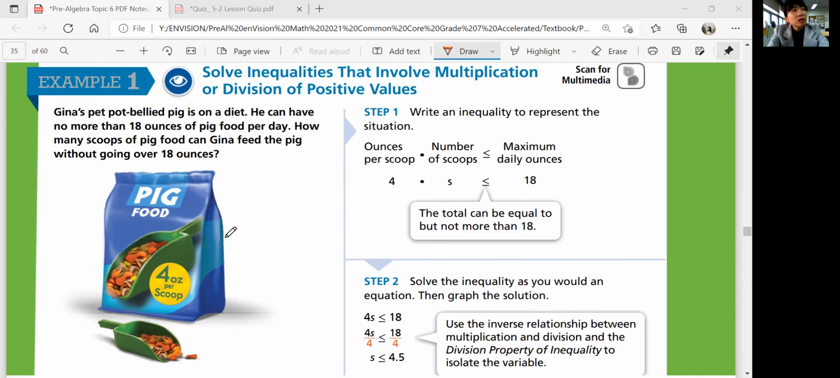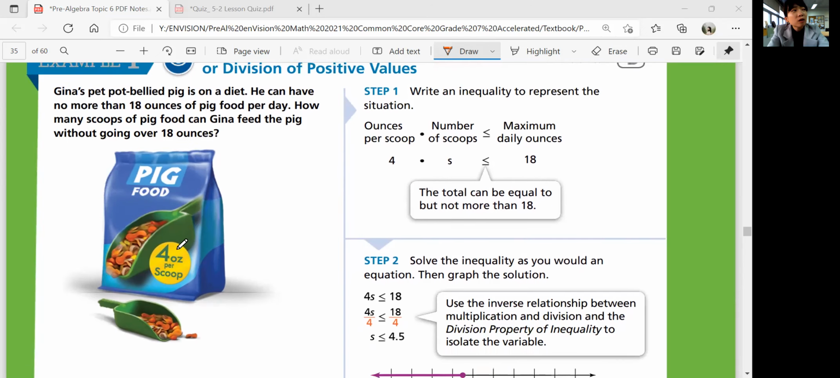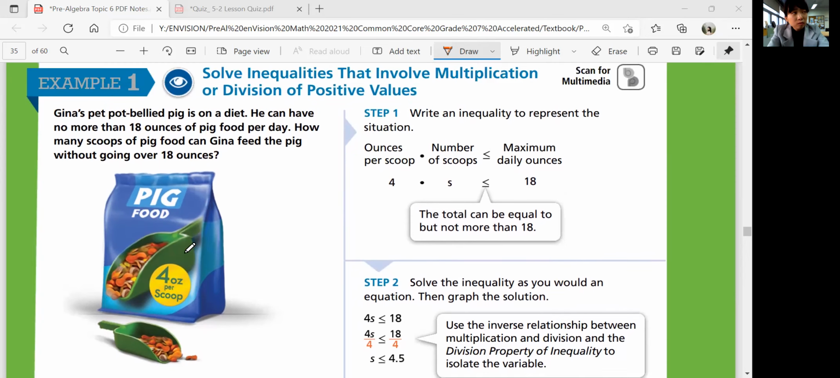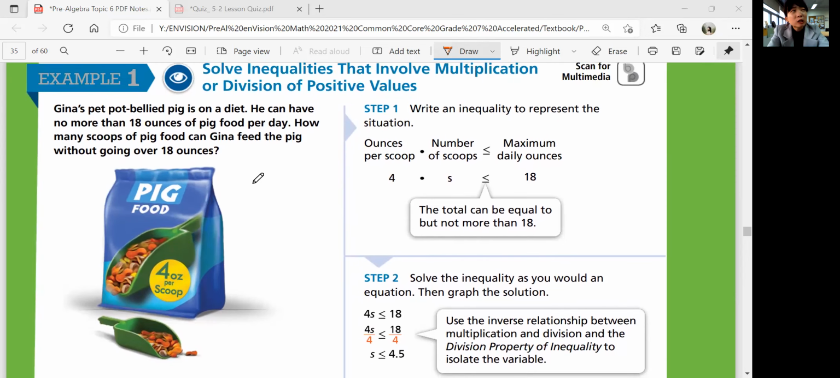So how many ounces per scoop? 4 ounces per scoop. And the number of scoops, we don't know. We're trying to figure it out. If you multiply them together, that's how many ounces total the pig is going to have in the day, right? So if you write an inequality for 4S less than or equal to 18 ounces, that's the maximum daily ounces. So it's going to be less than or equal to.